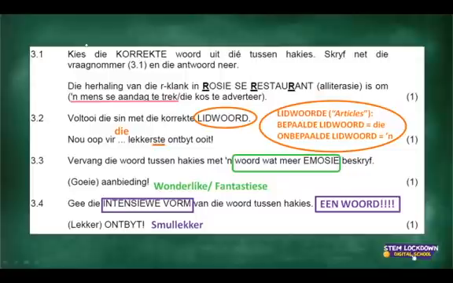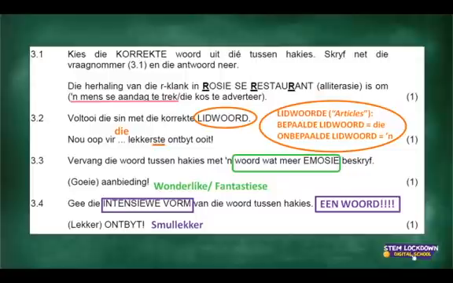Goed, voltooi die sin met die korrekte lidwoord. Nou, julle moet weet wat 'n lidwoord is. You need to know what a lidwoord is. If you do not know what a lidwoord is, then you can't answer the question. Nou, lidwoorde is your article. Jy kry 'n bepaalde lidwoord, dis die, en jy kry 'n onbepaalde lidwoord, 'n. Okay, so nou weet jy klaar, jy moet kies tussen die en 'n. You know you have to choose between those two.